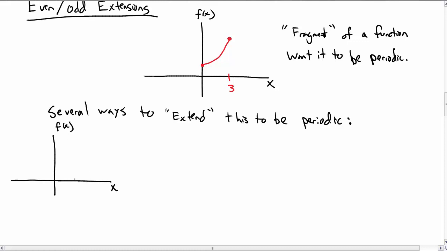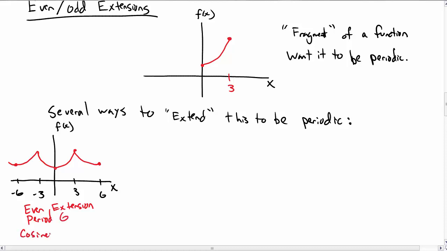So one way, here let me draw 3, 6, minus 3, minus 6. So here's my original fragment of the function. And so let me now extend this function in this way to be periodic. And this extension makes the function even. And when I extend it in this way, then it has a period of 6. And since it's even, then I only get cosines.